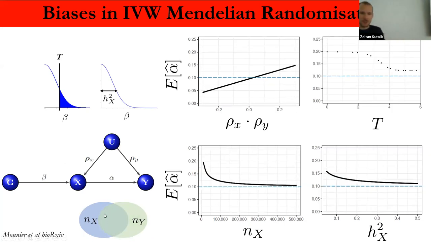Now, what happens if there's an overlap between the samples? When the exposure sample and the outcome sample have an overlap, which is actually almost all the time the case, the confounder strength now has a role. When the product is zero, when there is no confounder, there's no bias, but otherwise the effect is linear. Same thing with the threshold. The higher the threshold you go, the smaller the bias, approaching the true value of the parameter of the causal effect. Sample size again helps. With a larger sample, you will get less bias. And heritability is again, the higher the better. So you can see that it depends on many parameters in a very complex fashion.